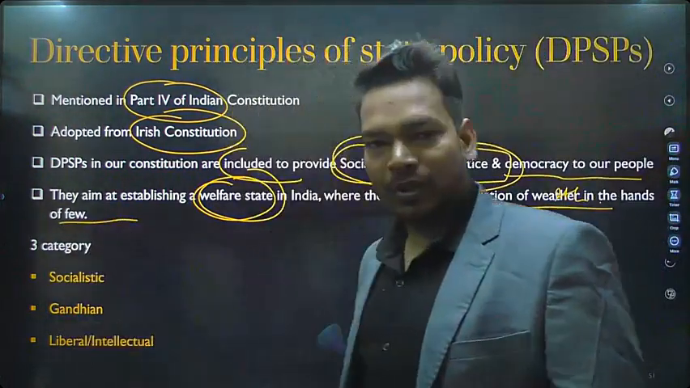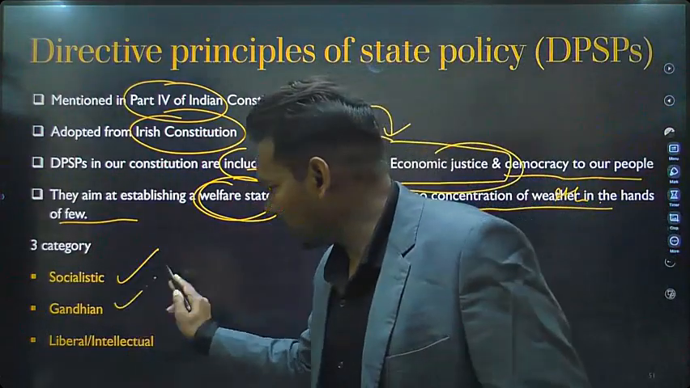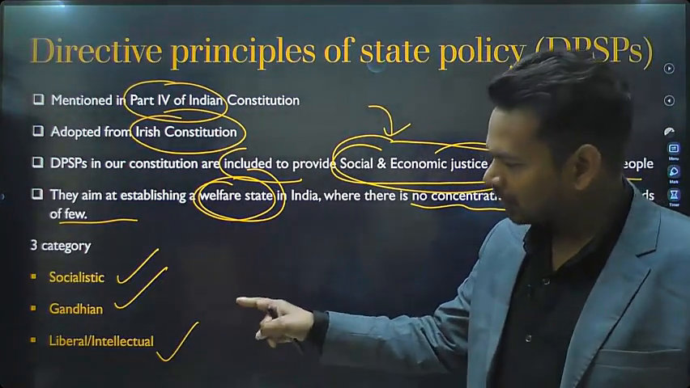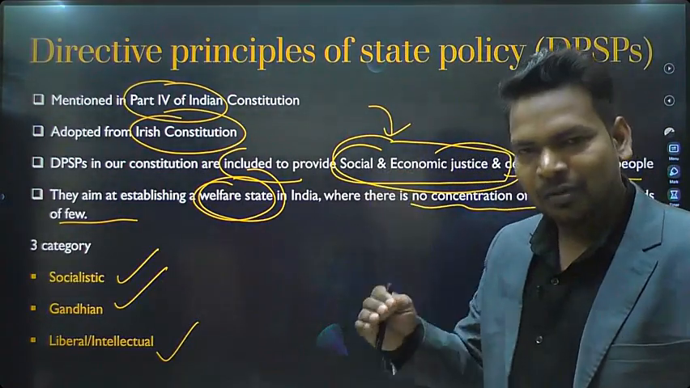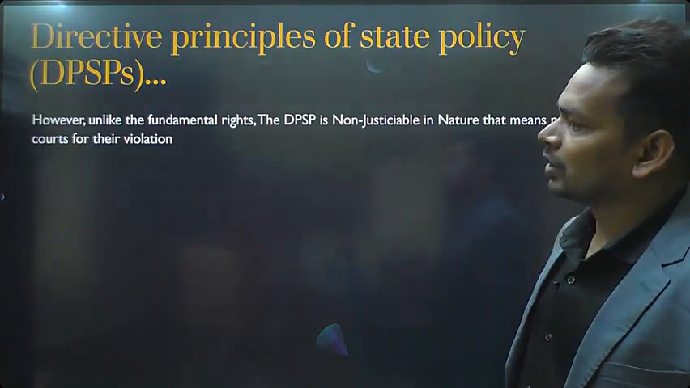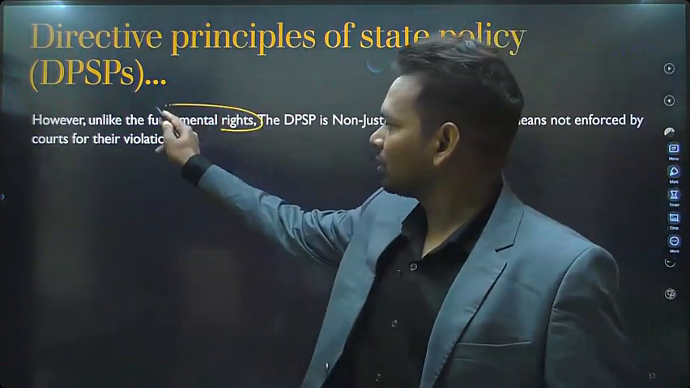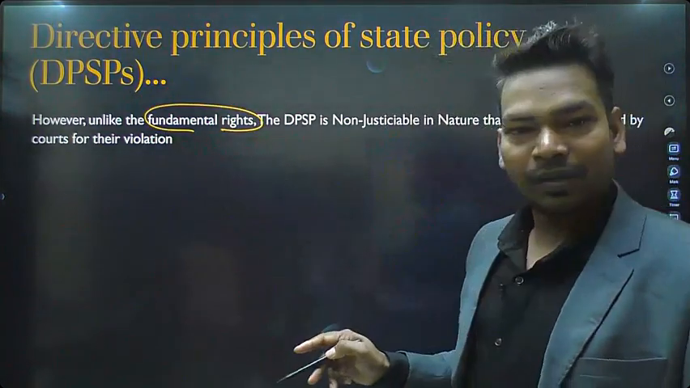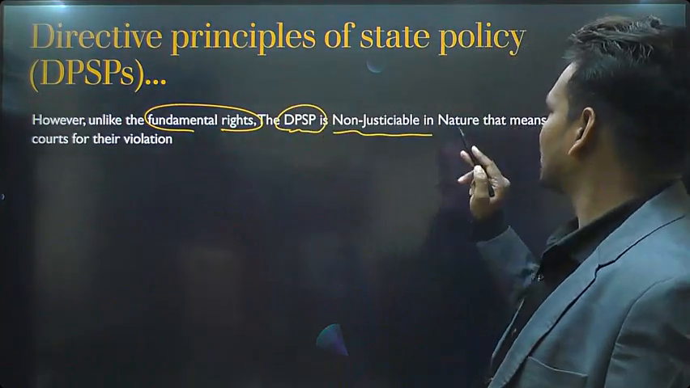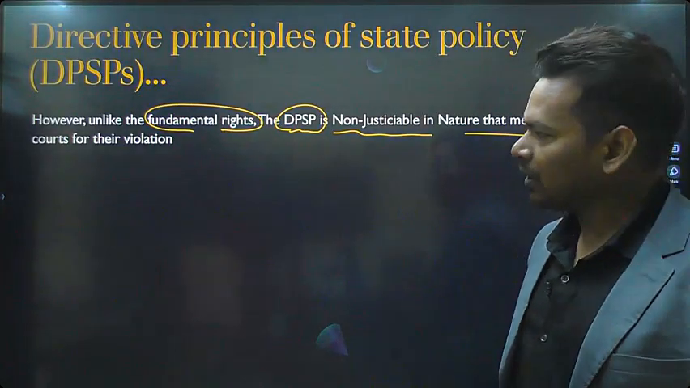Okay, so if we categorize them, some DPSPs are socialistic, some Gandhian, some liberal or intellectual. So socialistic, Gandhian, liberal, these are the categories of DPSPs, that is, Directive Principles of State Policy. Now the fact is, unlike fundamental rights, which are justiciable, fundamental duties and DPSPs are non-justiciable in nature. That means they are not enforced by the court for their violation. Simply, I have written that down.